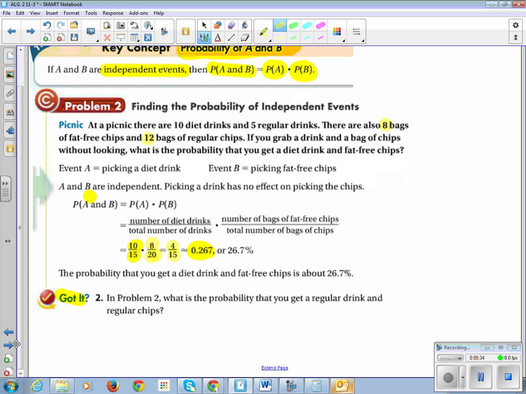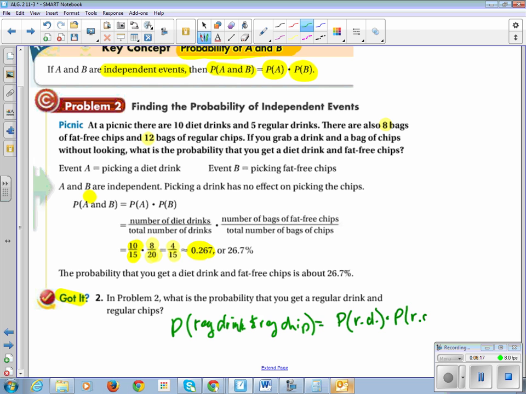So let's see if we can get this concept to make sense for us. In problem 2, what is the probability that you get a regular drink and a regular chip? So the probability of regular drink and regular chip. This does not say dip, it says chip. Is the probability of regular drink times the probability of regular chip. So the probability of the regular drink is 5 out of 15 total, times the probability of regular chips, which is 12 out of 20.